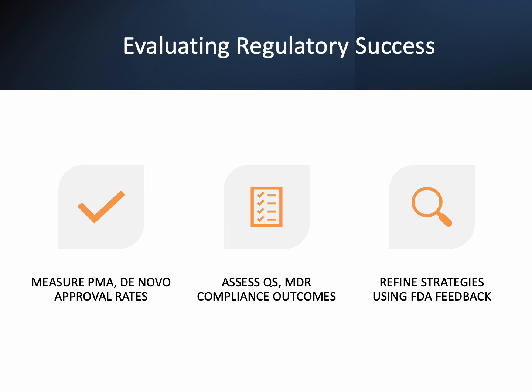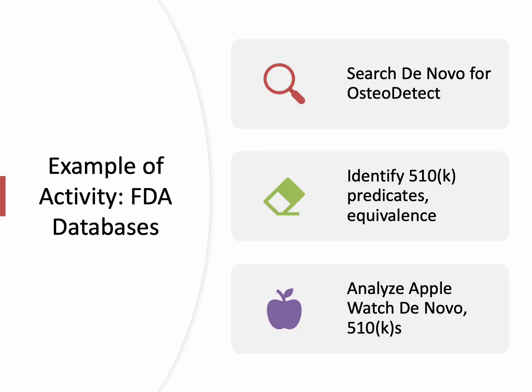Evaluating success aligns with course objectives by ensuring data-driven compliance, optimizing outcomes. By measuring and refining, you'll enhance compliance and safety. This slide transitions to class activity, where we'll explore practical exercises. Following evaluation, let's explore a class activity using FDA databases. Search the de novo database for OsteoDetect to identify its classification code, QBS, and approval details.